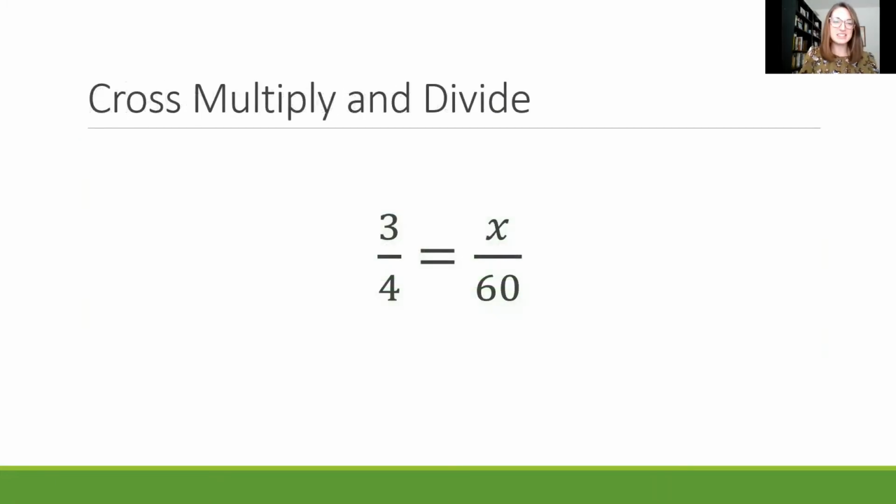So the first thing that we need to know is to cross multiply and divide. To solve a proportion, you will need to first cross multiply. So for this one, we would multiply the 3 and the 60, and then we'll divide by moving over to the other existing number. And that will tell us what the value of the variable is. And in this case, our variable is x. So when we put all that together, we do 3 times 60, and then we divide it by 4, and we'll get the answer for x, which is 45.